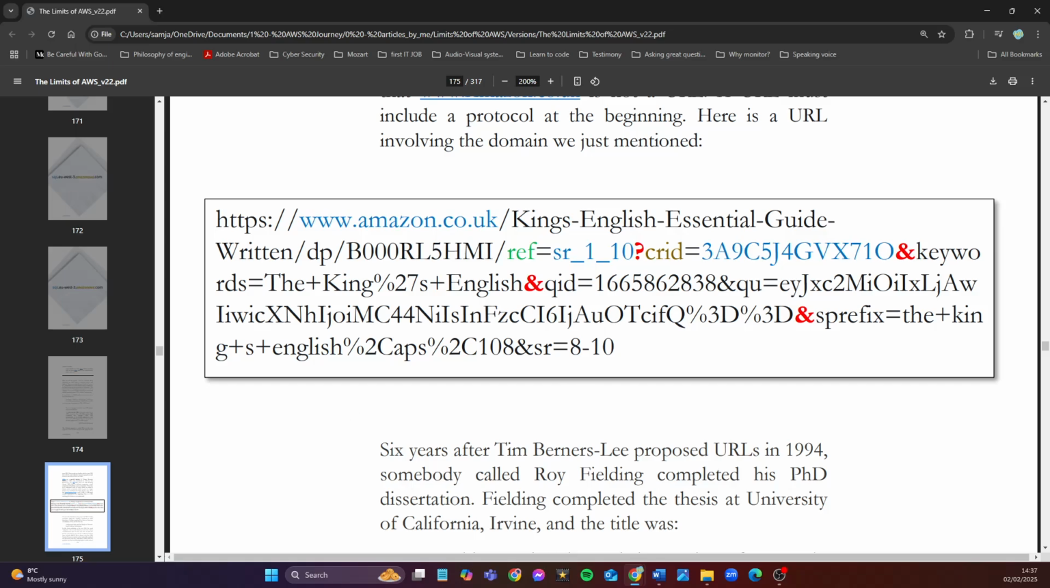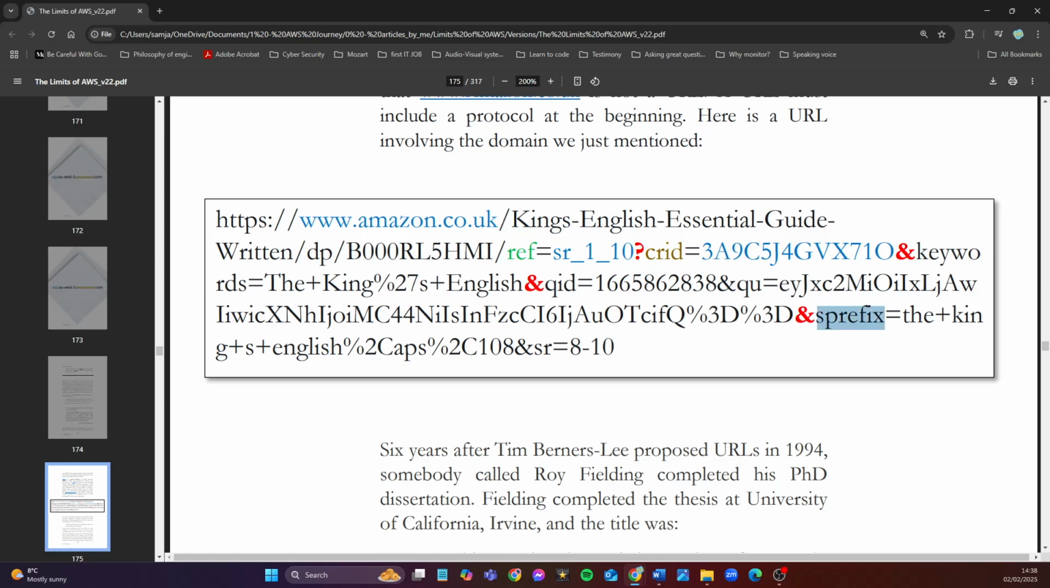So we've got keywords=, we've got QID=. Then maybe that's an ID for the query, Query ID, 16658628338. Ampersand qu=, and then we have another code. This is all just uppercase letters, lowercase letters, and a 6, a few numbers, continuing along, and then we get %3D. Maybe that's a similar code to %27 here, which was for the apostrophe. So %3D, %3D again, and then an ampersand. If you haven't noticed, the ampersand is the large separator that operates at the high level.